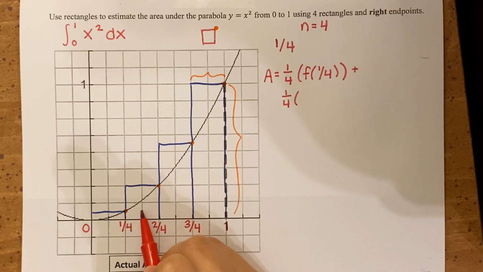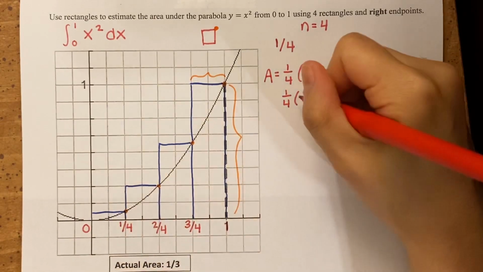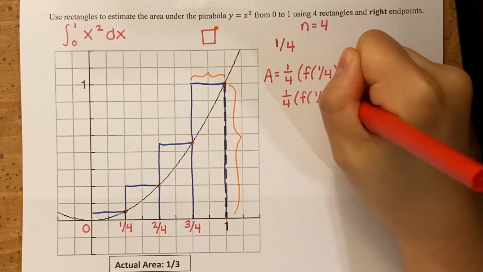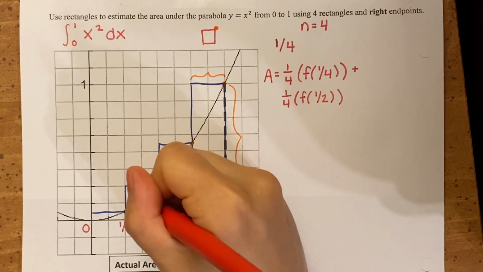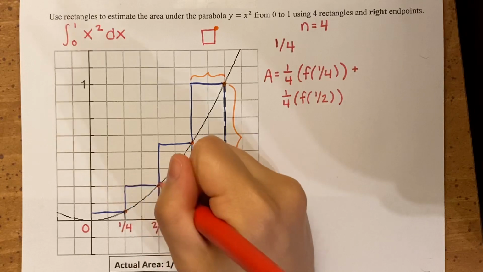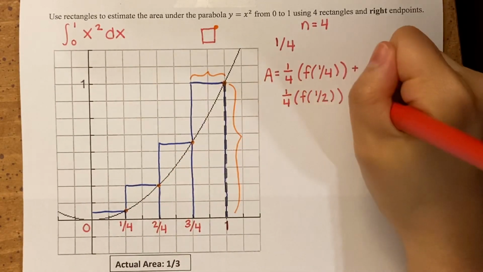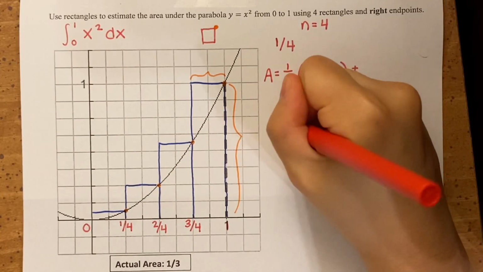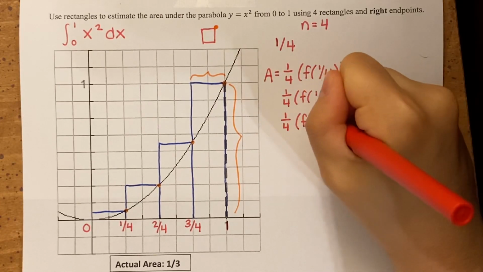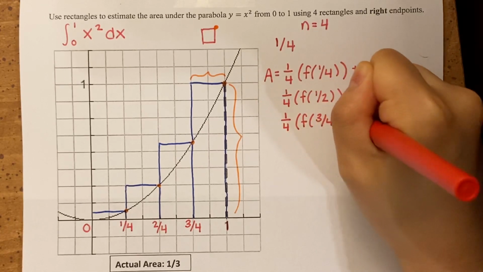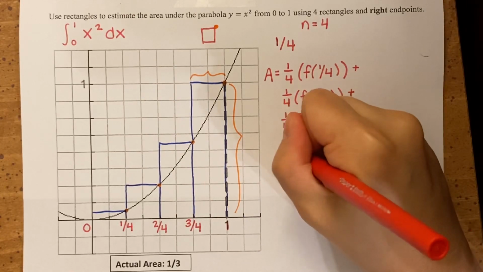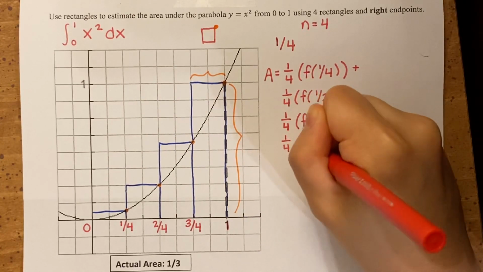My second rectangle, its height is f of 1/2, and that gives me the y value of this rectangle from this curve. Plus 1/4 f of 3/4 is going to be my third rectangle, and my last rectangle is at 1.